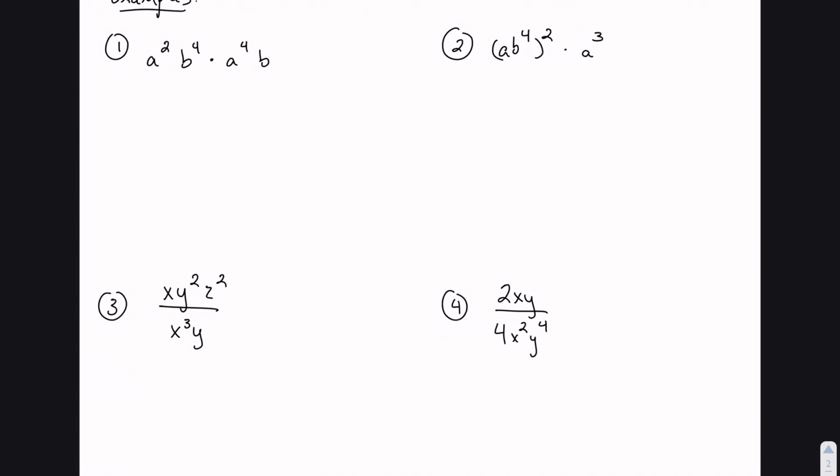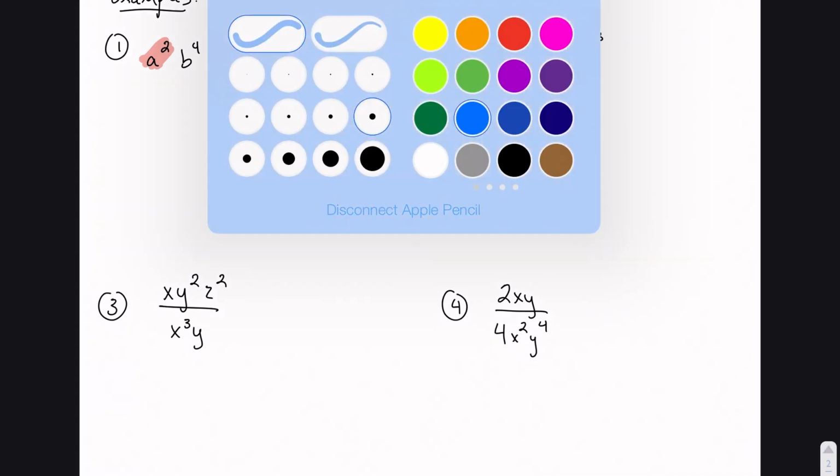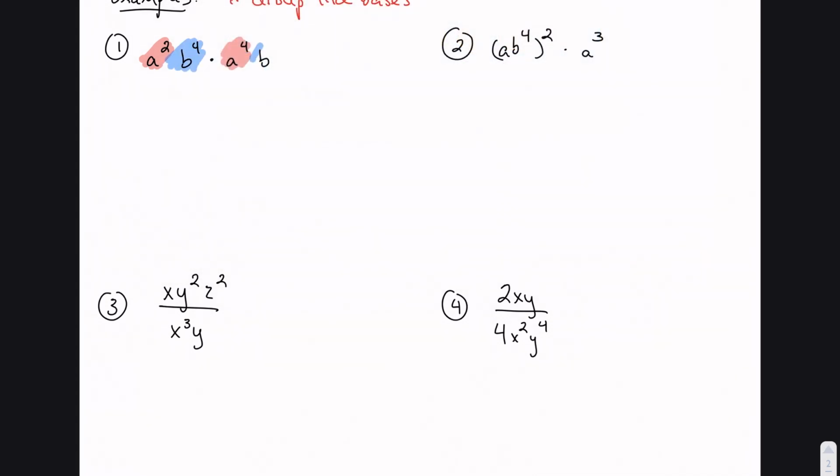So some examples. If I'm looking at number 1 here, I have a squared b to the 4th times a to the 4th b. So the way I'm going to think about a lot of this is to group together my like bases, my similar bases. Right, so in this case, my a's are in common, and my b's are in common.